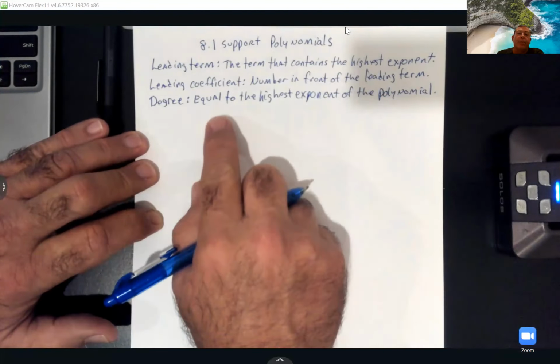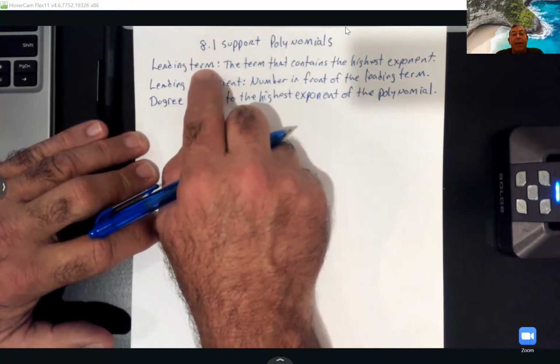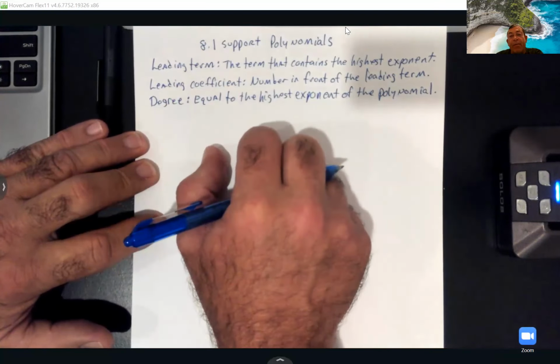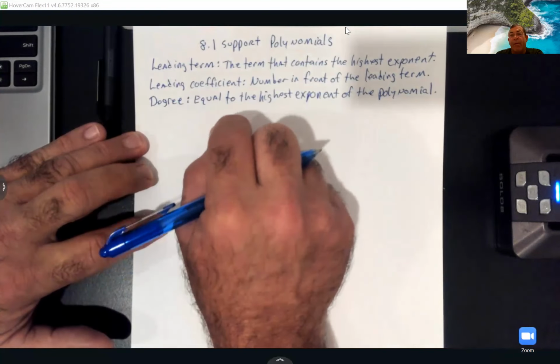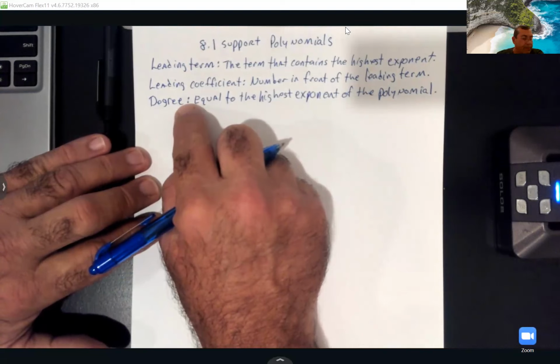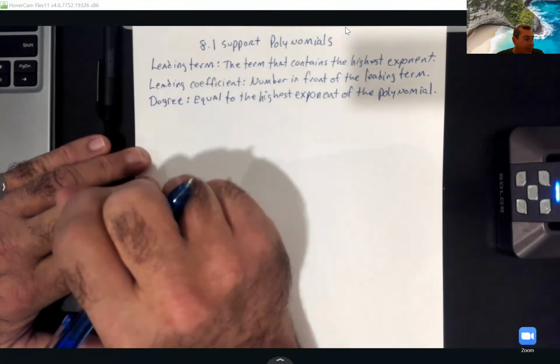Okay, so all of these are found inside the leading term. The leading term will have the leading coefficient, be the number in front of the variable. The degree is equal to the exponent of that variable. Okay, and it's got to be the highest exponent. So all of those are going to be found inside that leading term.